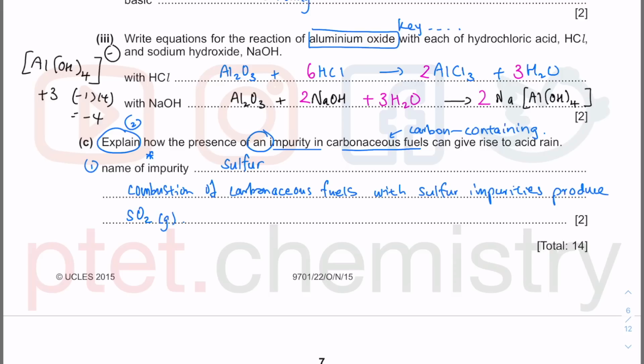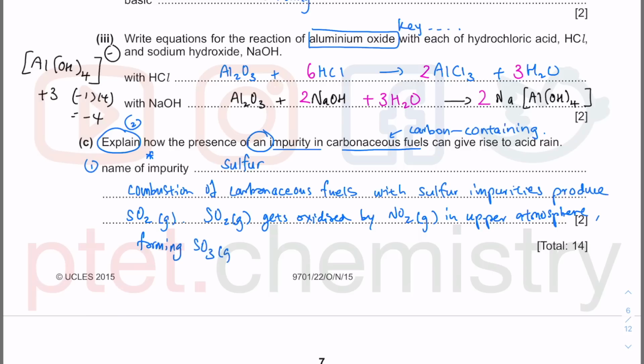And what does this SO2 gas do? So the SO2 gas gets oxidized by NO2 gas in the upper atmosphere, forming acid rain, forming SO3 actually, forming SO3 gas that can then form acid rain. So they are not asking for equations here, but if I write equations instead of writing a lot of words, that should have been acceptable as well.